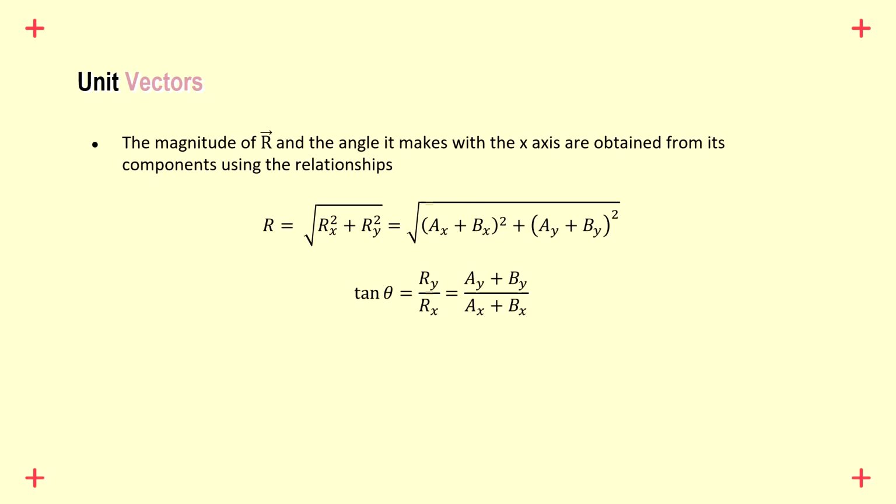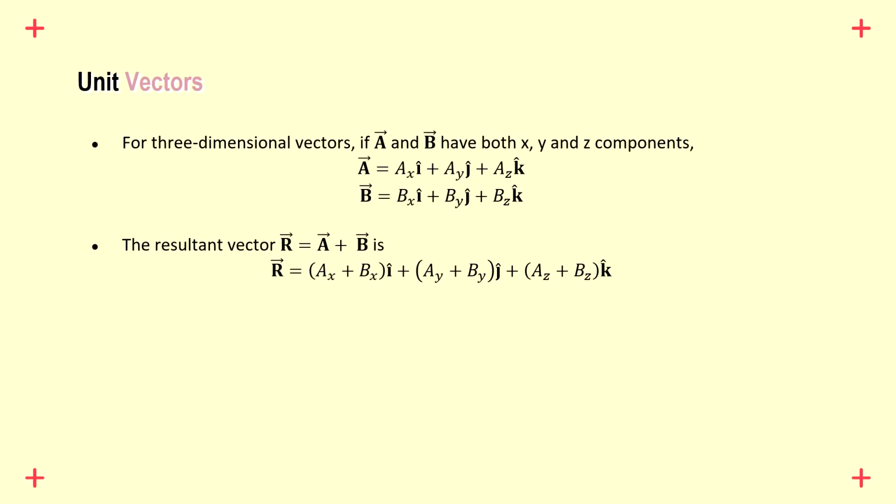For three-dimensional vectors, if a and b have both x, y, and z components, we simply add the term az k, in which k is the unit vector for the z-axis. So b is equal to bx i plus by j plus bz k. So the resultant vector of the two vectors a and b is equal to (ax plus bx) i plus (ay plus by) j plus (az plus bz) k.